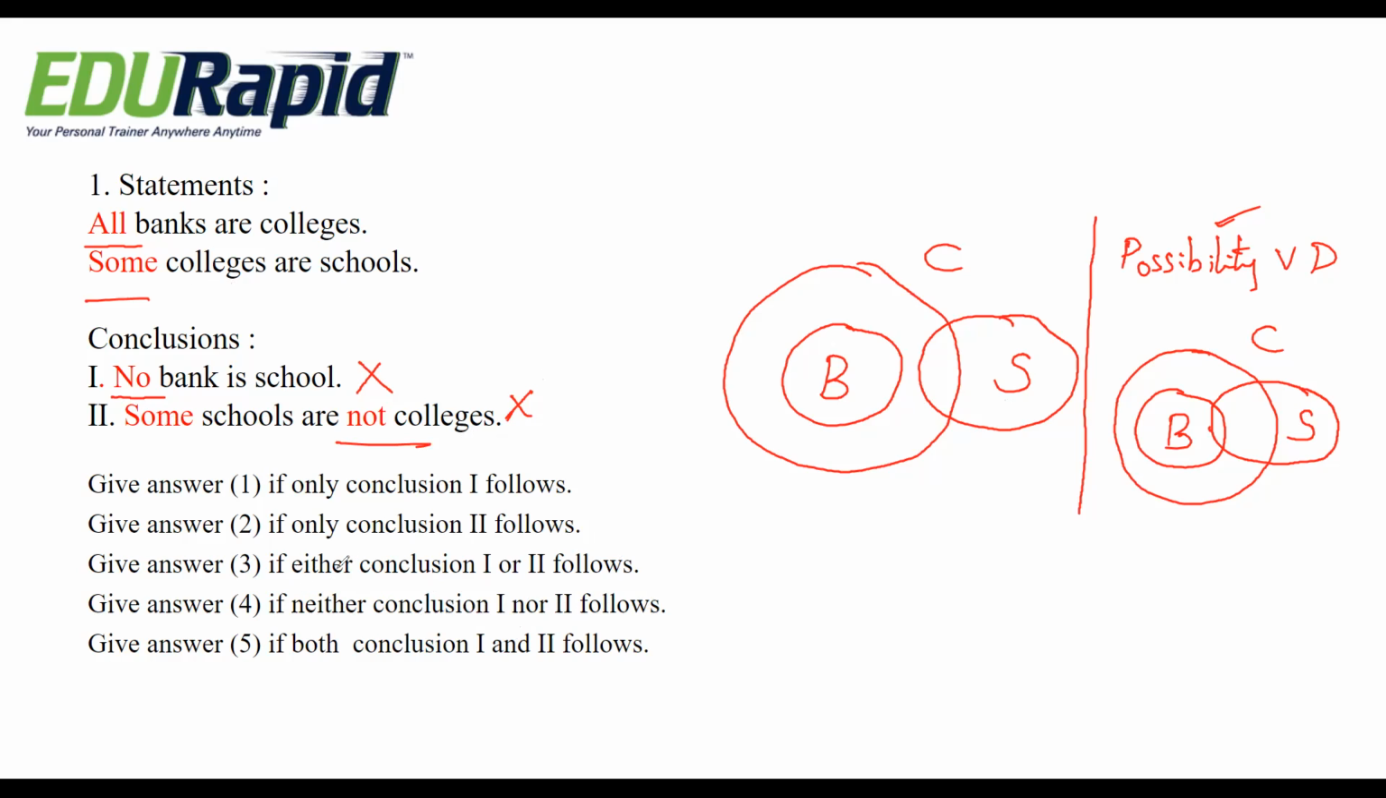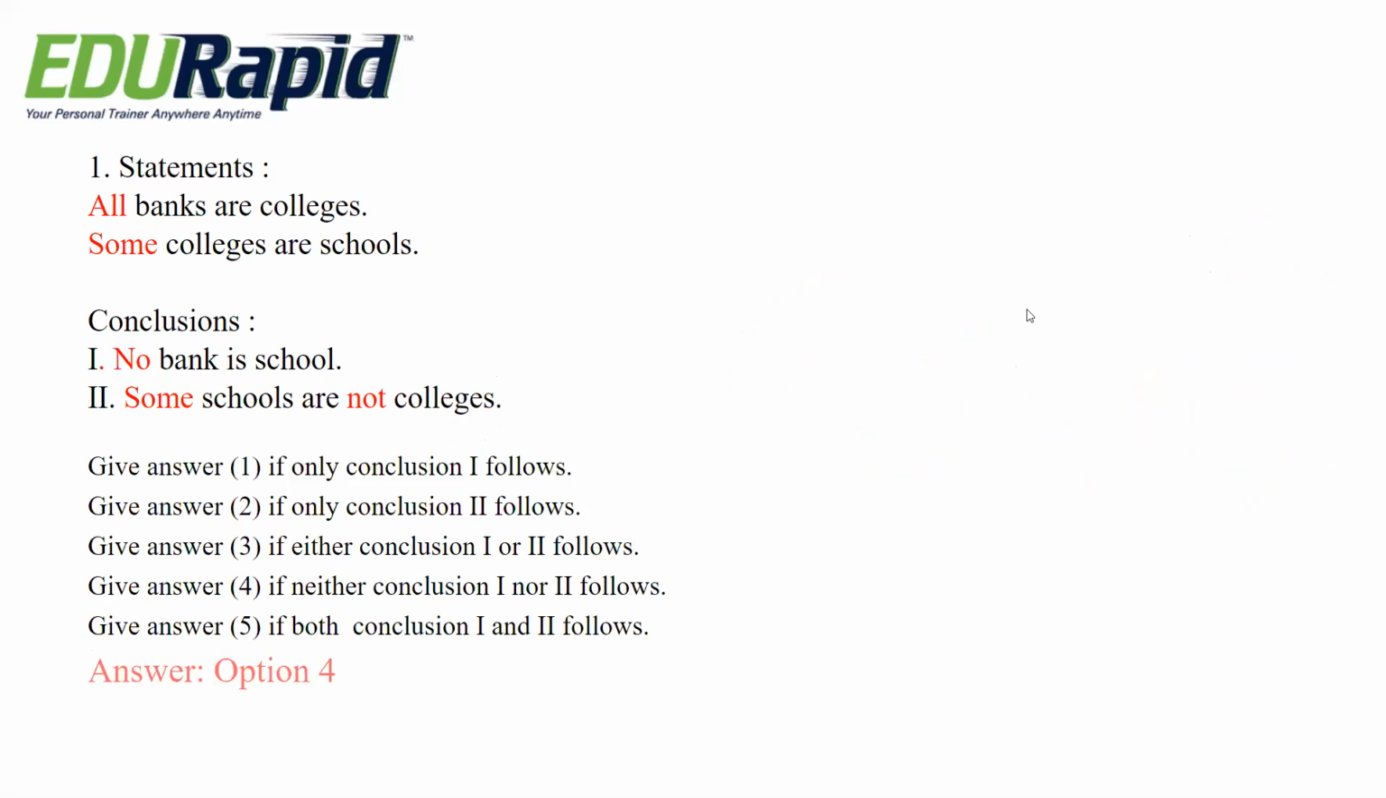Before that, check whether it is possible for either conclusion 1 or 2. First condition is both conclusions should be wrong. First condition follows, and the second condition for the either-or case is that entities should be the same. Let me check the entities: schools and schools, and here bank and college. So entities are different. So we can say that the either-or case does not follow. For this, the right answer is neither conclusion 1 nor 2 follows. That is option 4.